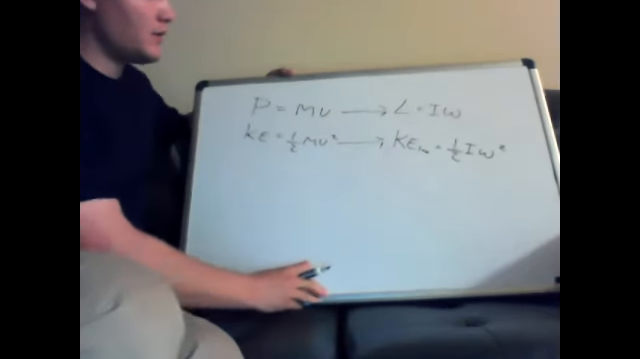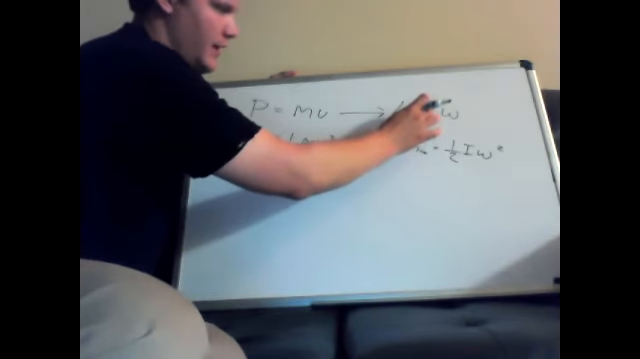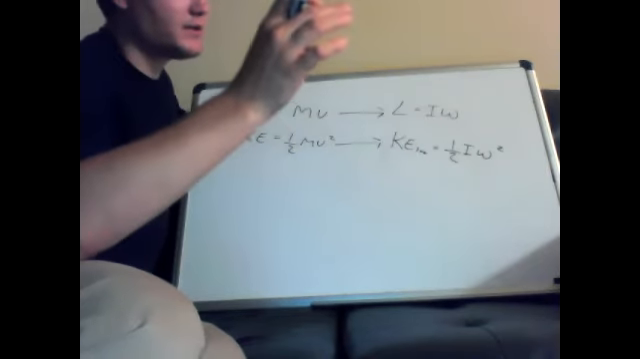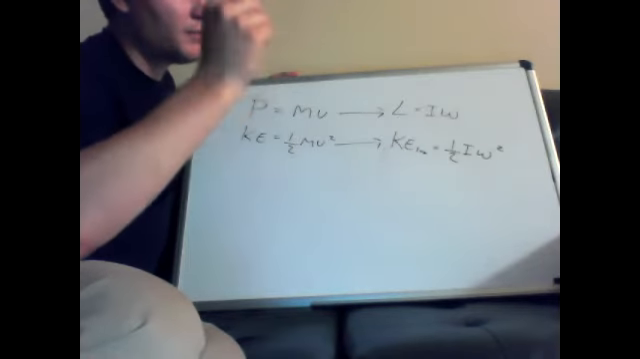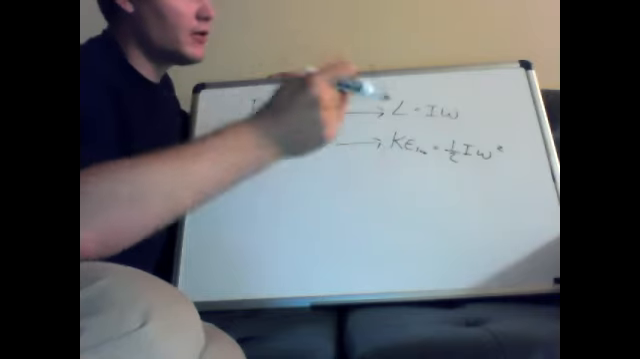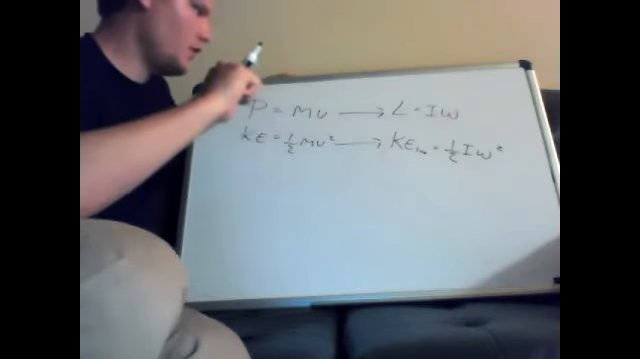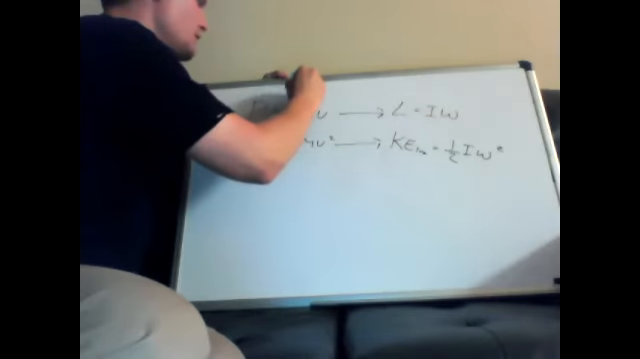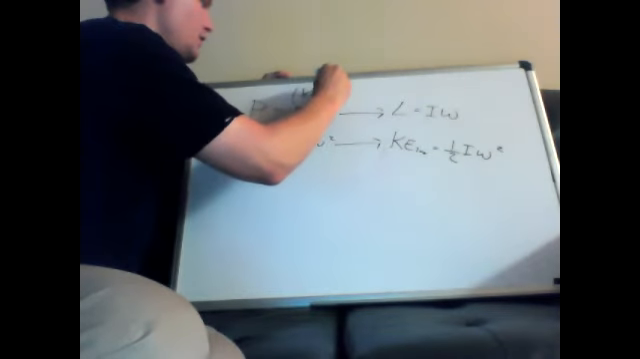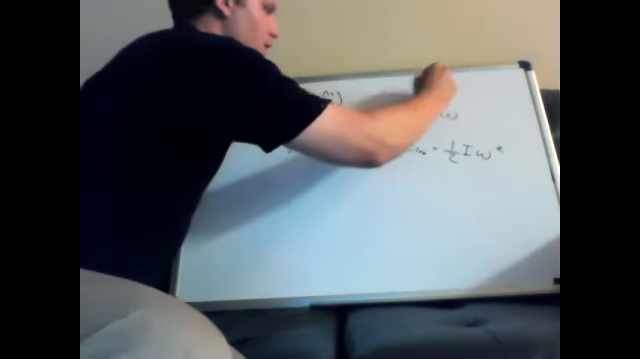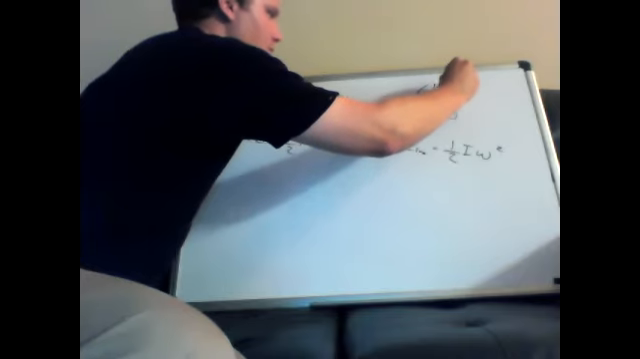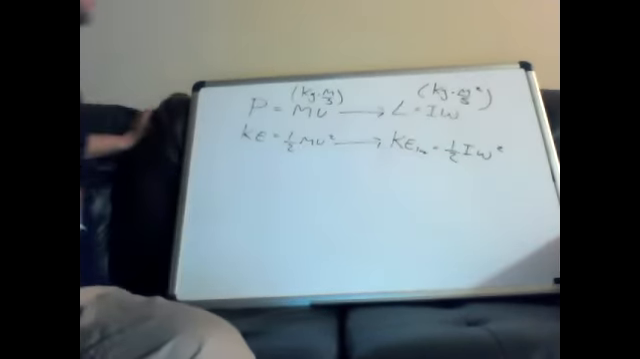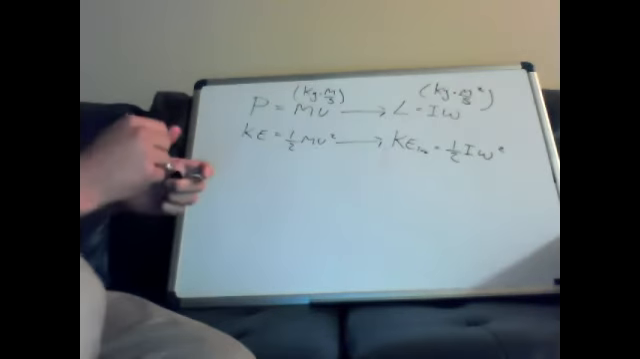What are the units here? The units are a little different. The units are going to be kilograms times meters squared per second. It's kind of different, so let me write that above these two. This one's kilograms times meters per second. This one is kilograms times meters squared per second. It's a little different.